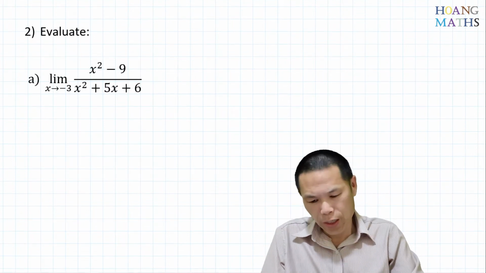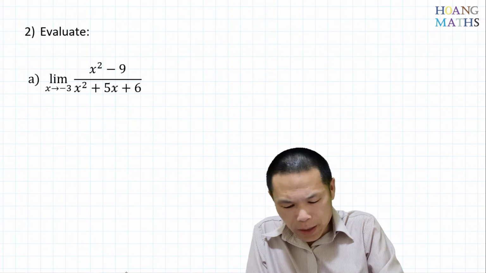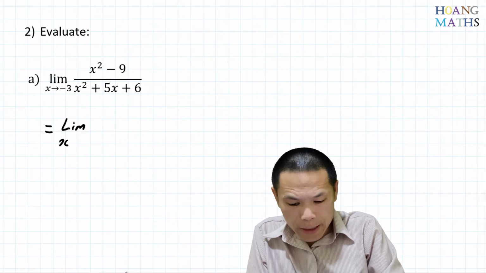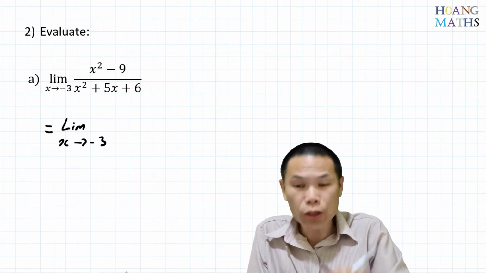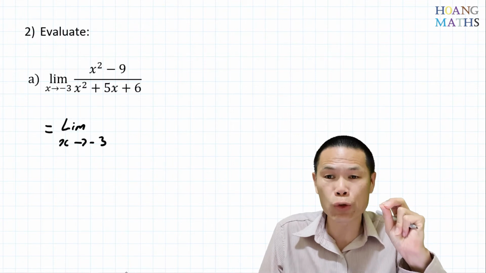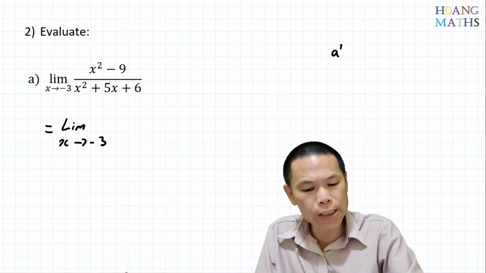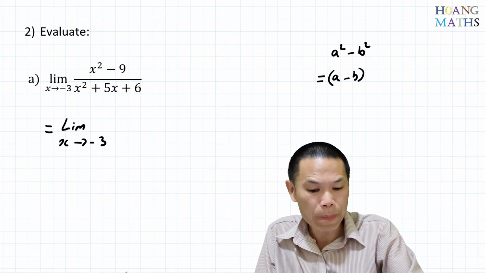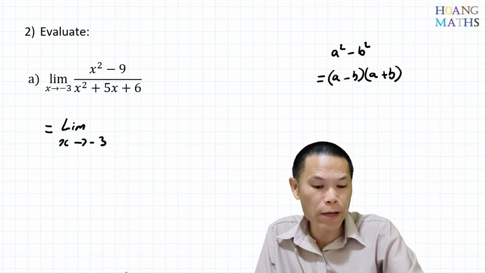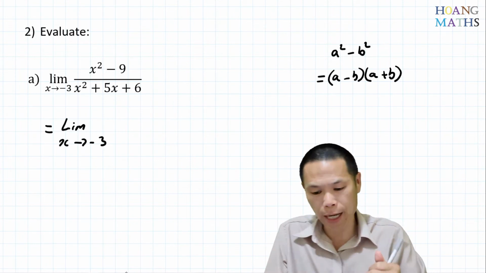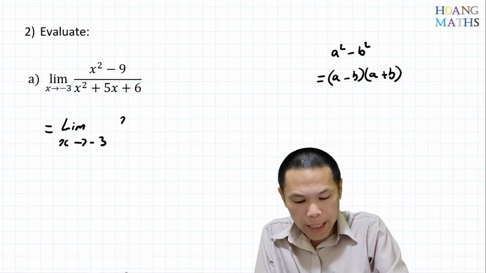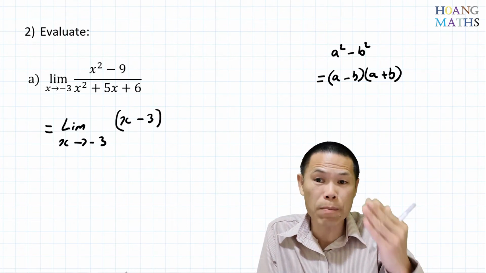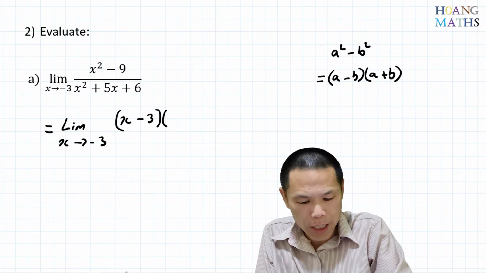First one. So we need to factorize this first. So that is equal to the limit as x approaches negative 3. The top one is a difference of two squares. Now remember, a squared minus b squared will give me a minus b and a plus b, or a plus b times a minus b, doesn't matter. So that will give me x minus 3, because 9 is 3 squared. So x squared minus 3 squared gives me x plus 3.